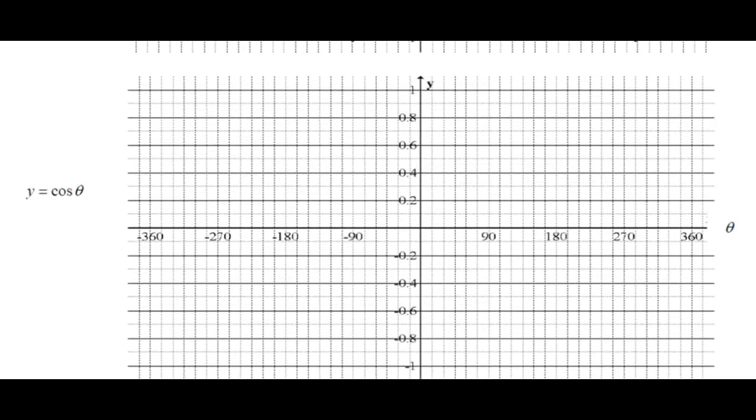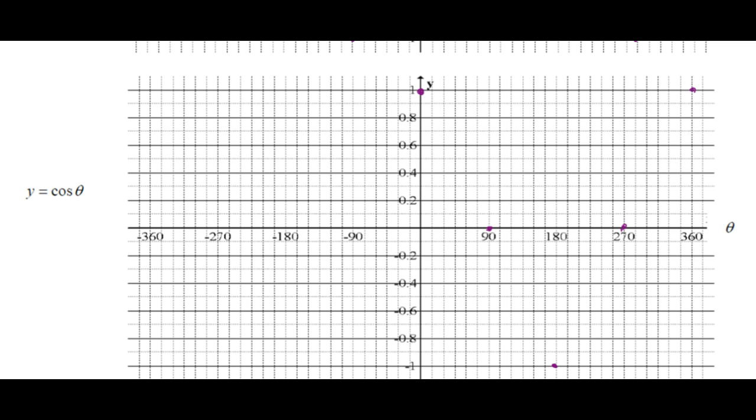Cosine curve. I'm going to do the short one. So the short one is cosine starts at 1. At 90 degrees, it hits 0. At 180, it hits -1. At 270, it hits 0. And at 360, it's back to 1.